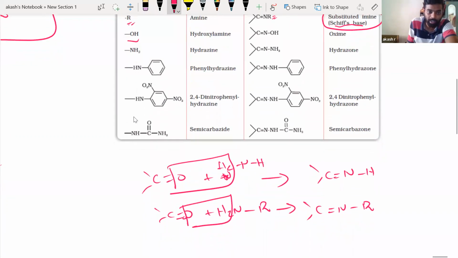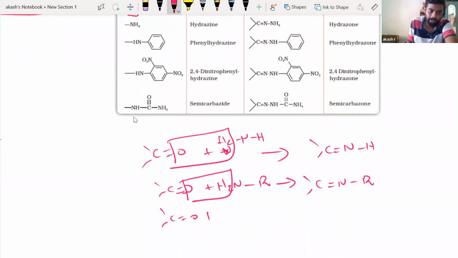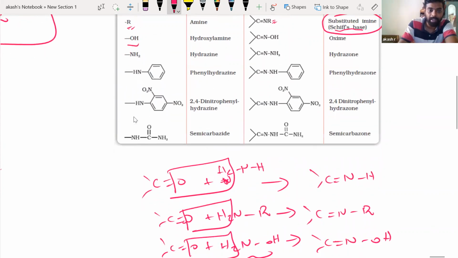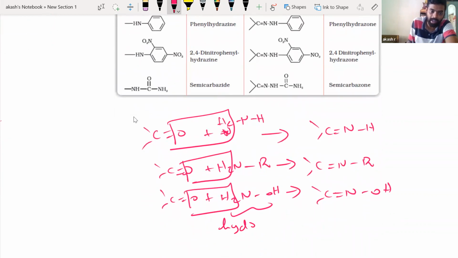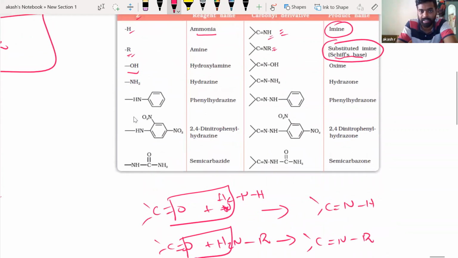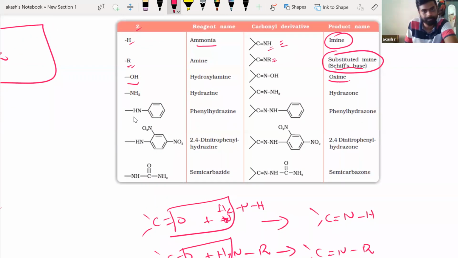That means Z is OH now. So C double bond O with H2NOH. Now the Z is OH. Again, same thing, H2O molecule removed. So we are going to have C double bond NOH. See, the names are very important. This NH2OH is what is called hydroxylamine, whereas this one is going to be called an oxime. Very important. The C double bond NOH is what is called an oxime. You can see the name.